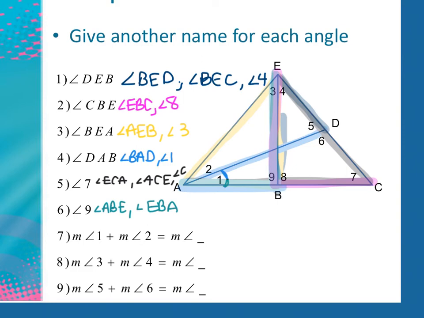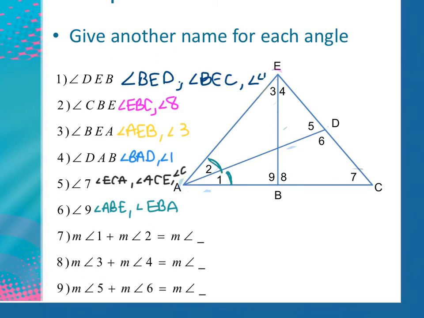Okay, now we've got some addition. So I'm adding these angles together. I'm using the angle addition postulate basically. It says the next one, angle 1 plus angle 2. So if angle 1 is here and angle 2 is here, do I know they're congruent? No, but I know I'm adding them together to get one angle. What can I call that angle?